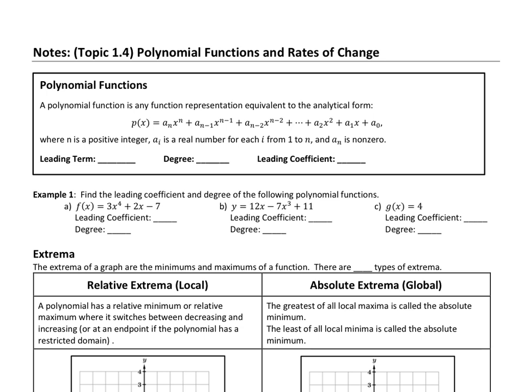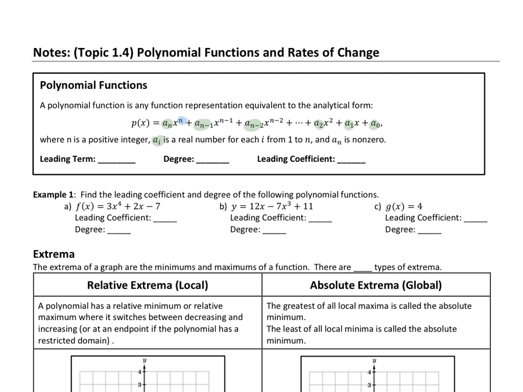A polynomial function is any function representation equivalent to the analytical form, and I'm not going to read all of that to you because you're not going to listen. N is a positive integer, meaning this value here is a positive integer, and a sub i is a real number for each i from 1 to n. That is a really mathematical way of saying that all of these coefficients are real numbers, not complex, not imaginary numbers. And then also that a sub n is non-zero, meaning the first term can't be 0, because otherwise it's a constant function. Okay. Now, some vocabulary you would have learned in Algebra 2, just to review.